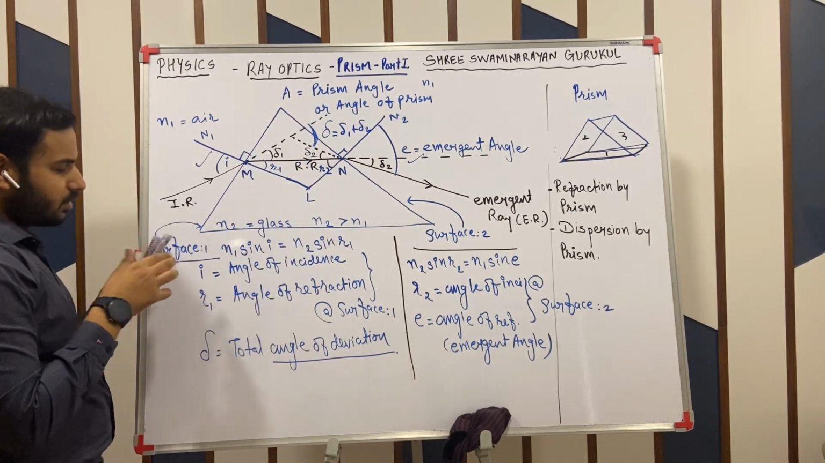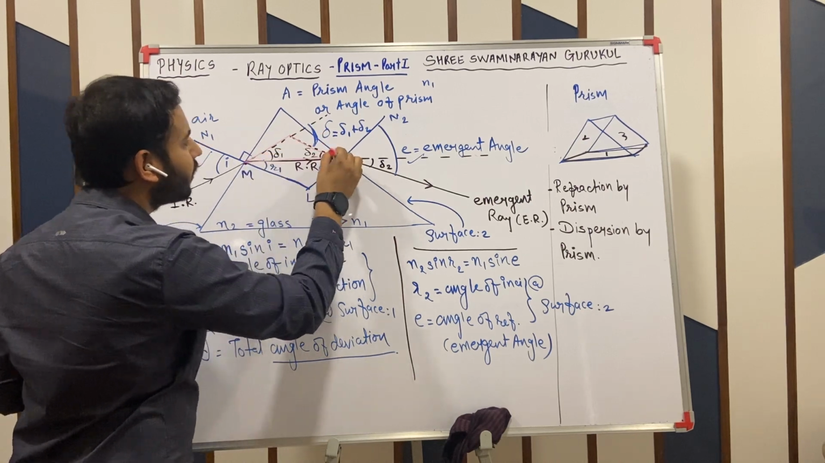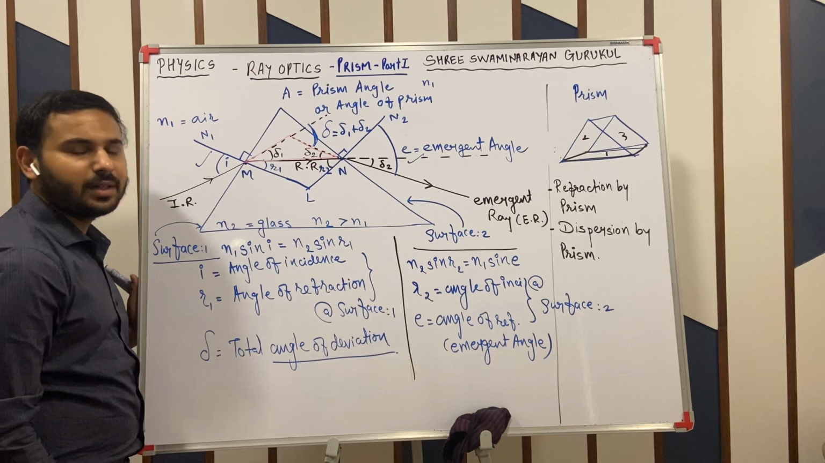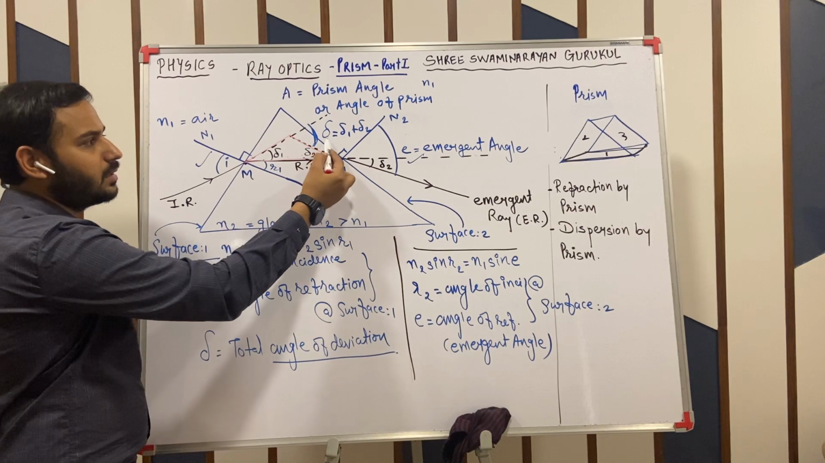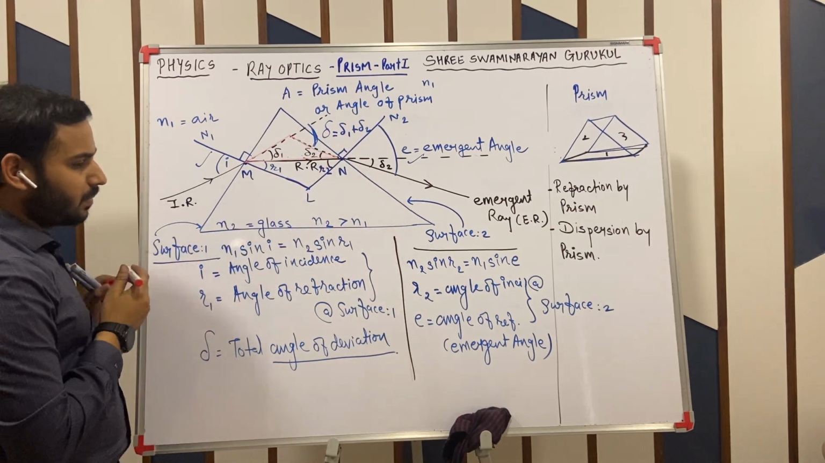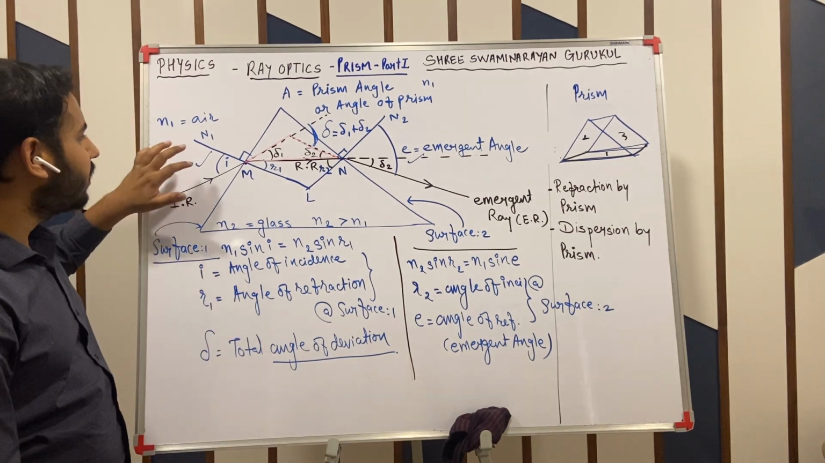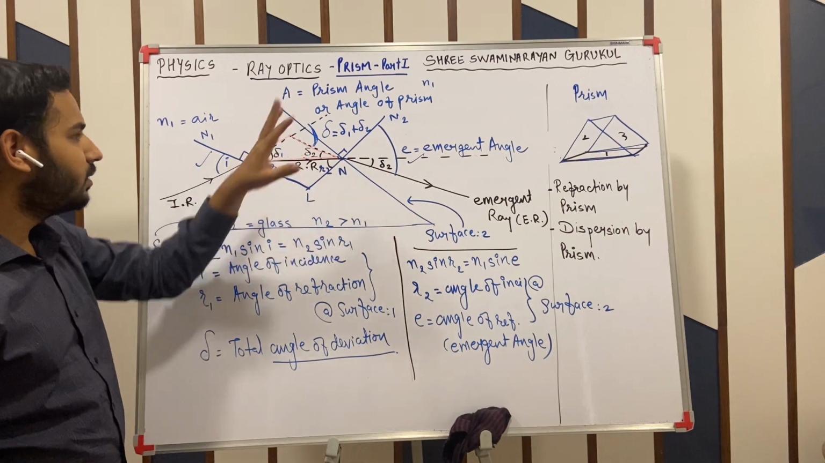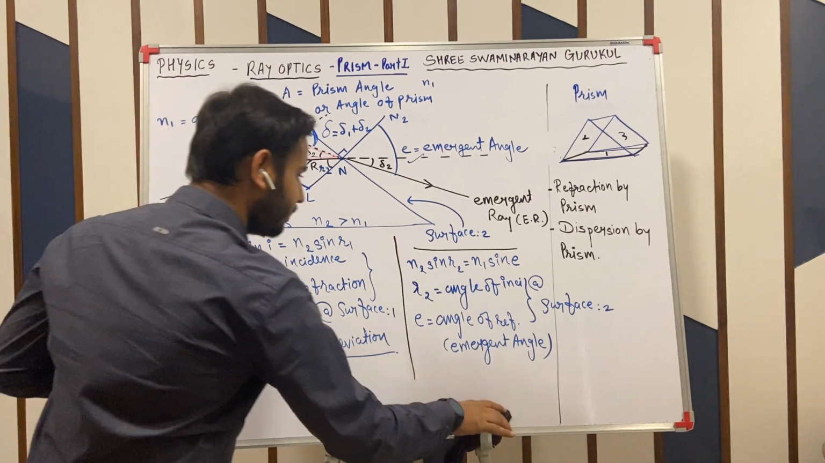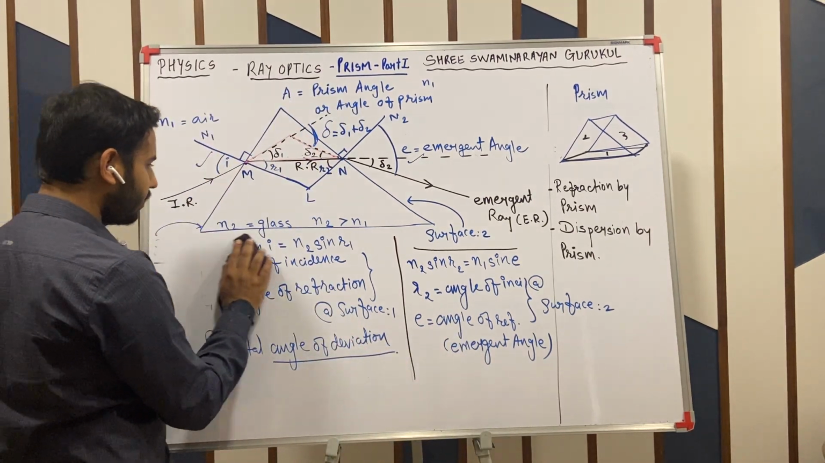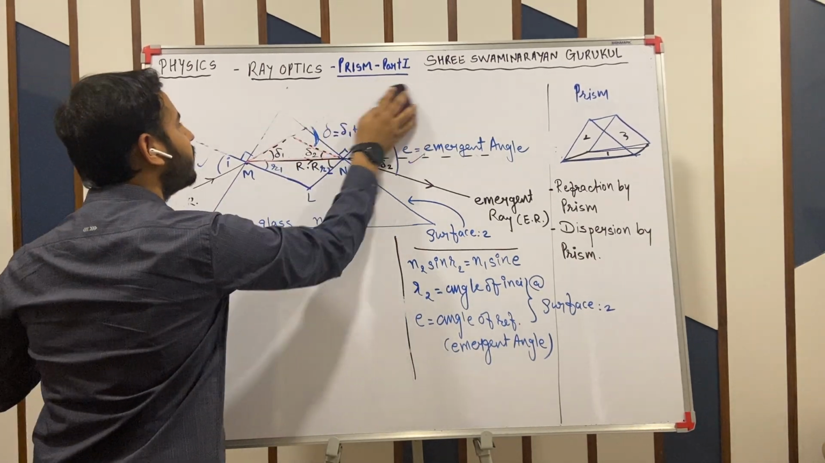Why so? Just focus on this triangle. Delta 1 and delta 2 are interior angles, and delta is the exterior angle. So if this is 30 and this is 40, then this must be 70. I need to draw the whole diagram again to derive the relation between I, E and this delta, and most importantly the angle of prism. As I told you, the diagram is important.